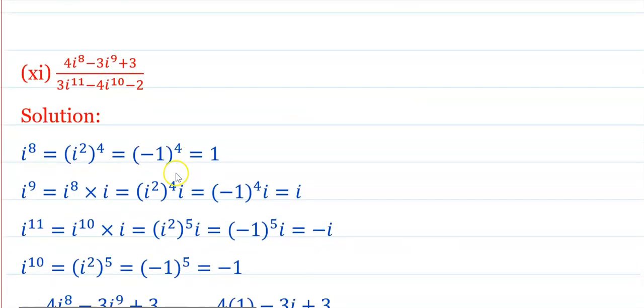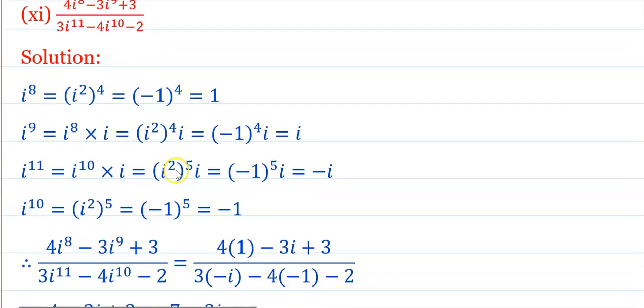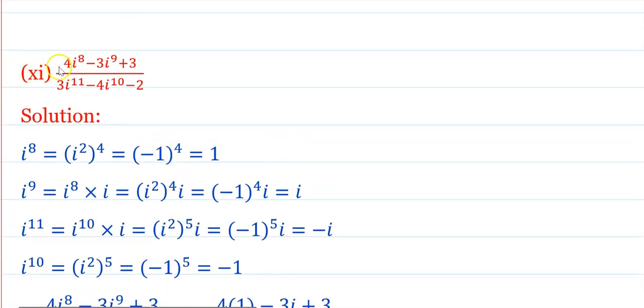Okay. Now the next question. 4 into i raised to 8 minus 3 into i raised to 9 plus 3 into i raised to 11 minus 4 into i raised to 10 minus 2. What about the i raised to 8? Means what? i square bracket raised to 4. Means what? Minus 1 raised to 4. Overall you are getting 1.